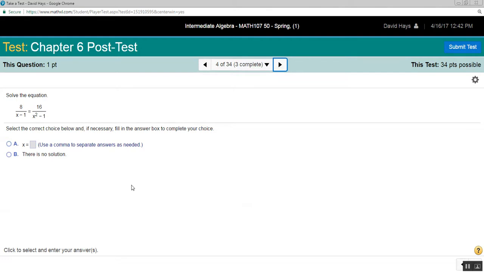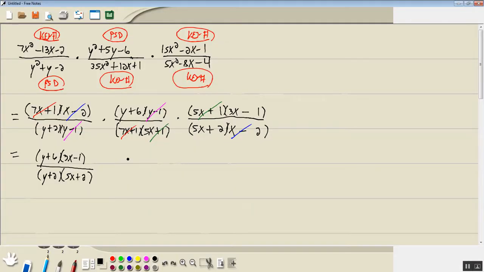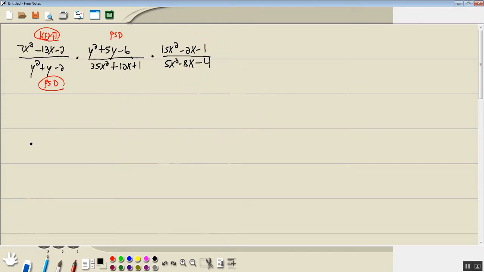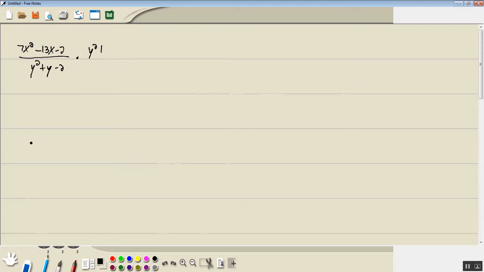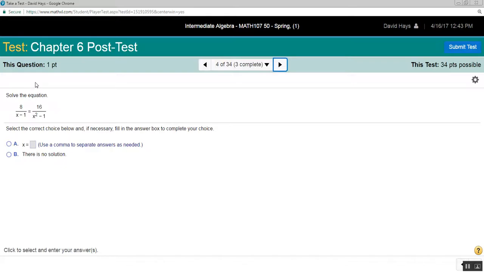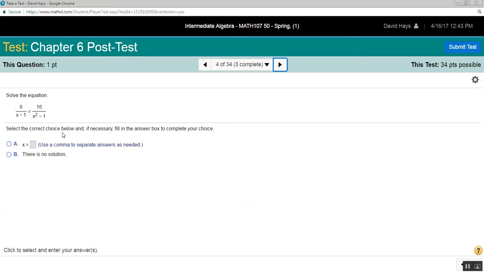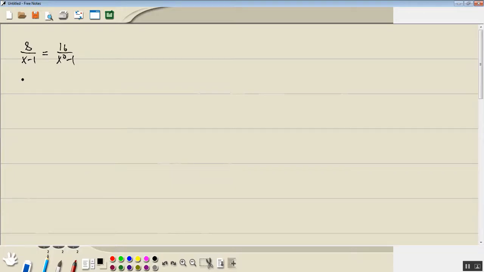Now this one, we want to solve this equation. Let me clear this off. And then we have 8 over x minus 1 equals 16 over x squared minus 1. Solve the equation, select the best choice, comma separate answers, no solution. Okay. Well, first thing, this is a rational equation.